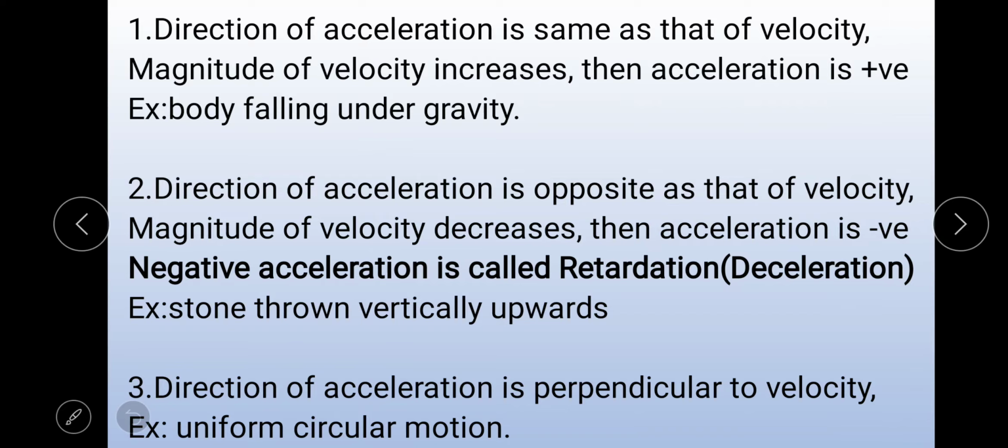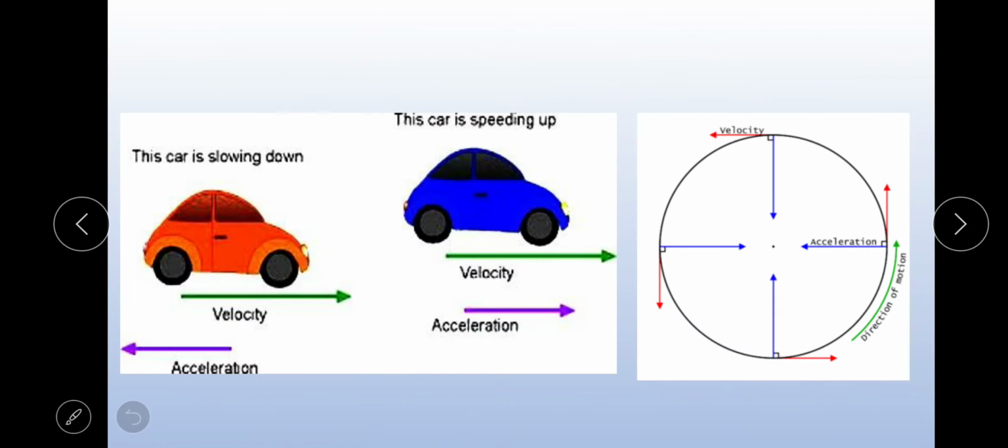Example, uniform circular motion. Okay, here consider the second diagram. In this diagram, the red color arrow mark represents velocity and blue color arrow mark represents acceleration. Okay, so during circular motion, at each point acceleration is perpendicular to direction of velocity.